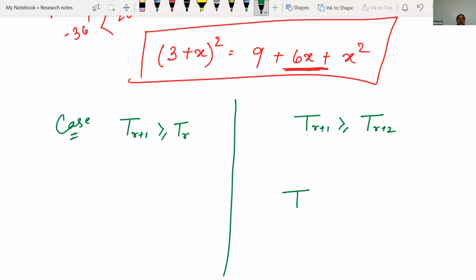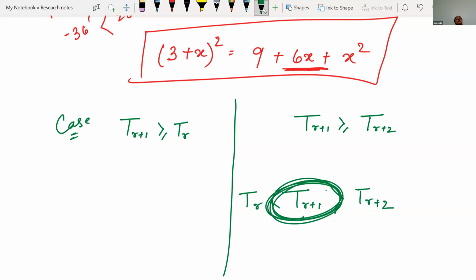So we are saying that if there is an r plus 1th term, it is bigger than this one and also bigger than its next term. This is the biggest term. That's why this is the term having the largest or greatest coefficient. It has the greatest coefficient compared to its previous term and the next term. We are just taking two consecutive terms, this and this, case 1 and case 2. Are you getting it? Yes, ma'am.